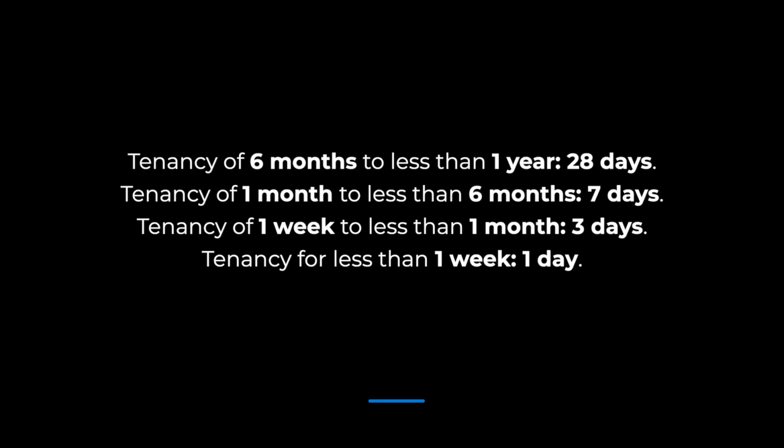For tenancies less than 1 year, the required notice is as follows. Tenancy of 6 months to less than 1 year, 28 days. Tenancy of 1 month to less than 6 months, 7 days. Tenancy of 1 week to less than 1 month, 3 days. Tenancy for less than 1 week, 1 day.